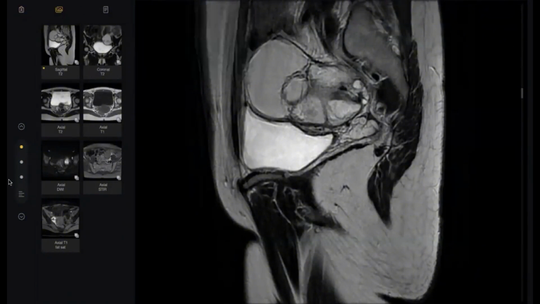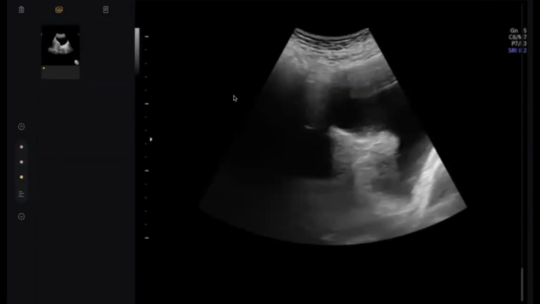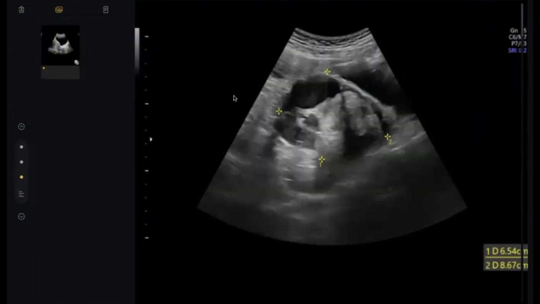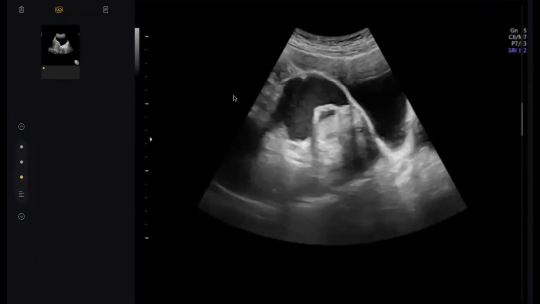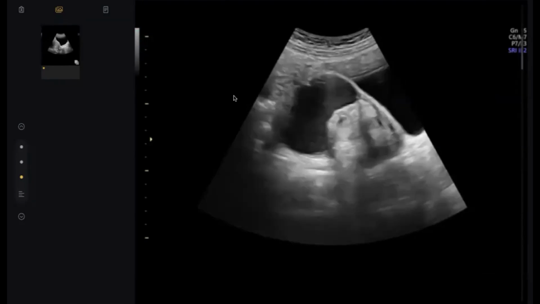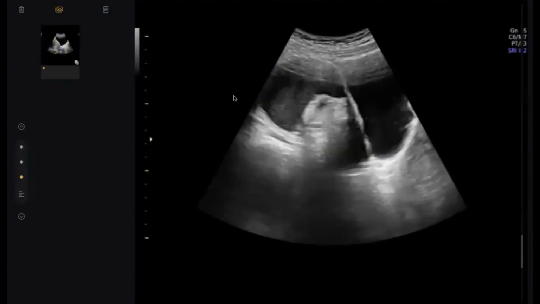A 35-year-old female patient with pelvic pain. Go on. I am presented with CT, ultrasound, and MRI sections of a 35-year-old woman with pelvic pain. I can notice that there is a well-defined hypoechoic cystic lesion in the pelvis with hyperechoic parts and low-level internal echoes. So I would like to... Doctor, one second.